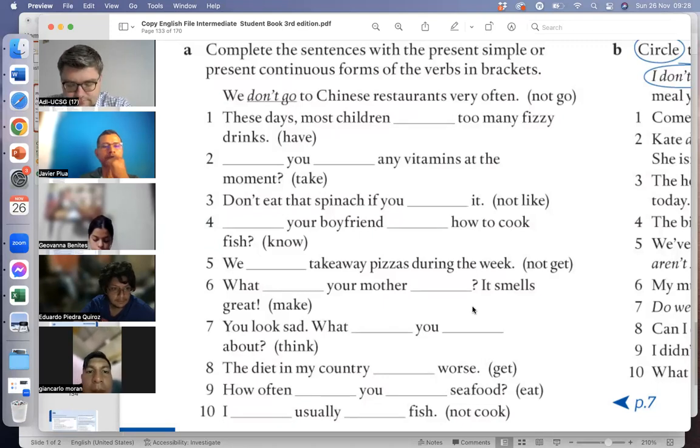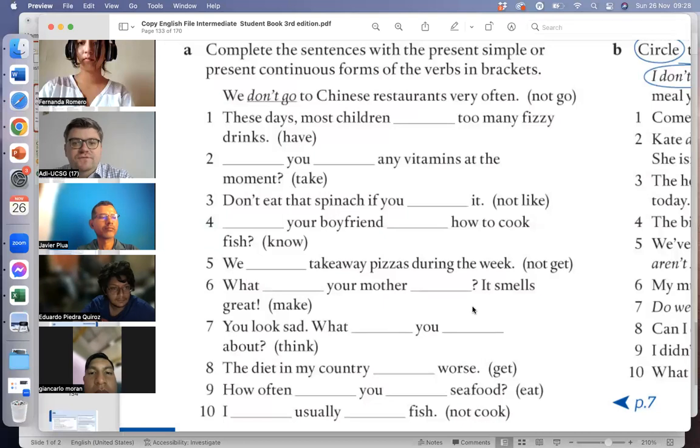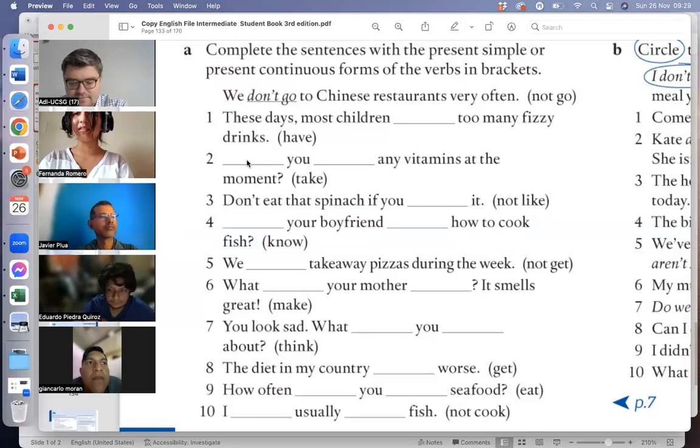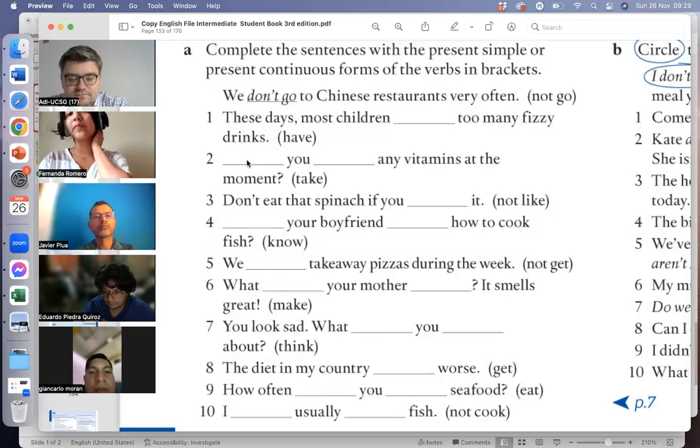Let me think. These days, most children have too many fizzy drinks. Yes, Fernanda. I just want to participate in the second one. You want to say the second? Yeah, go ahead. Are you taking any vitamins at the moment?